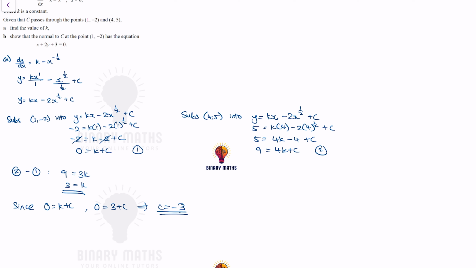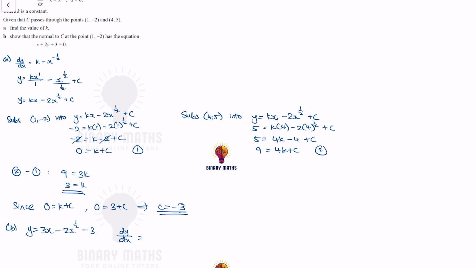Show that the normal to C at the point (1, -2) has the equation x plus 2y plus 3 is equal to 0. So if I rewrite, y is equal to, k was 3, so it's 3x minus 2x to the power of a half, take away 3, that's my y. If I'm trying to find the normal, I need to differentiate to find my gradient for my tangent, yeah? So that's my y. So I need to find dy/dx, which is given to me really.